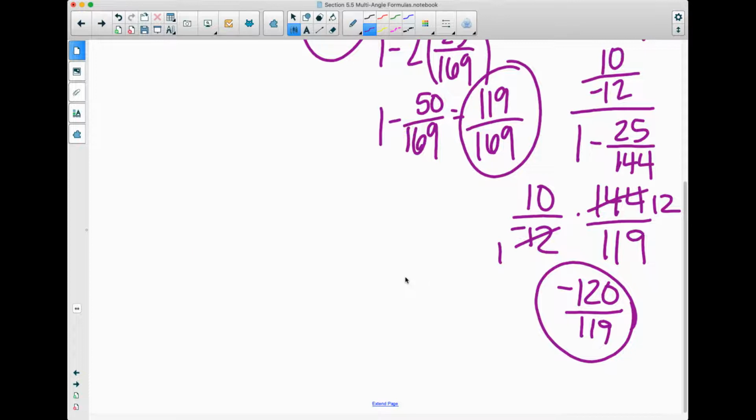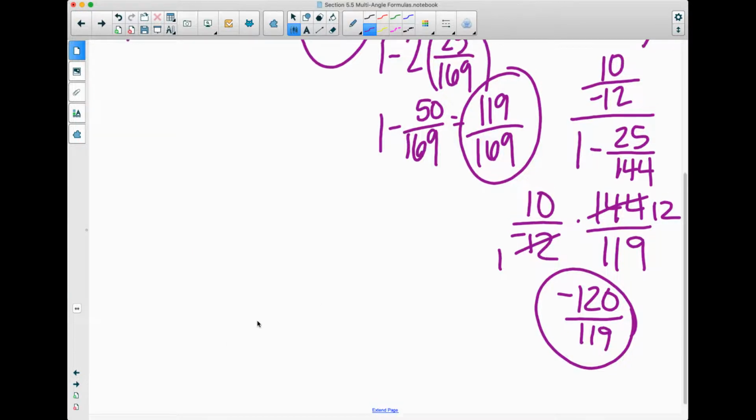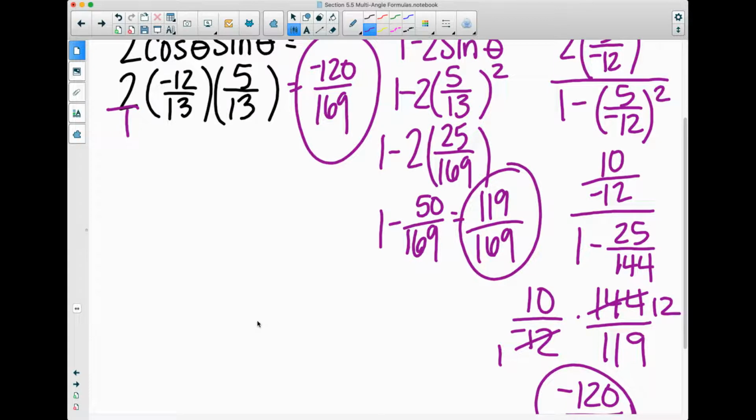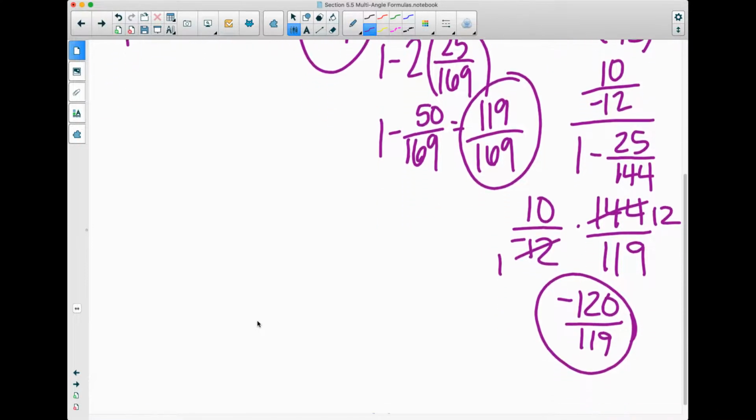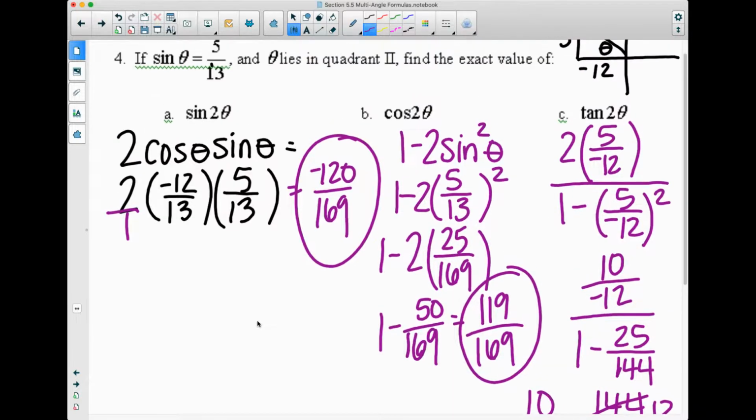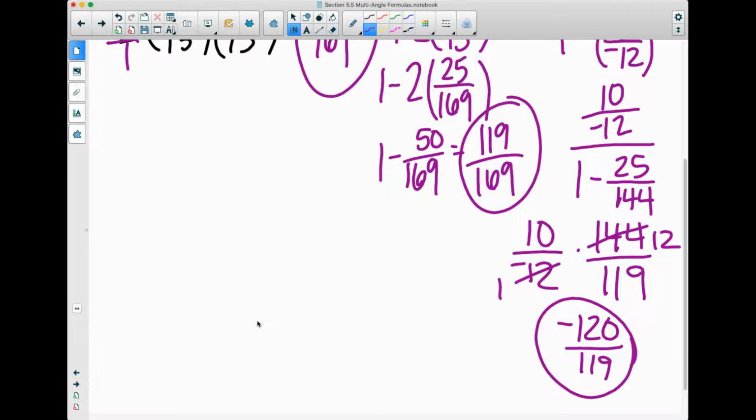So let's look at our solutions here. We've got negative 120 over 169. We got 119 over 169. And we've got negative 120 over 119. So if they made you do all three of them, then that's different. Then I could say, oh, well, sine, if I put that over that, multiply by the reciprocal, I'm going to get the negative 120 over 119, which I did. Okay? Any questions on that?